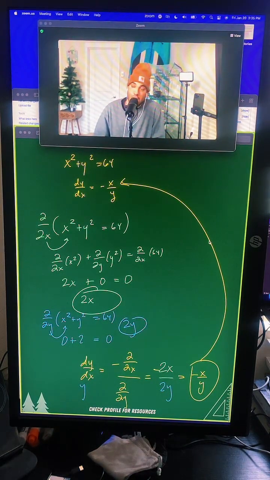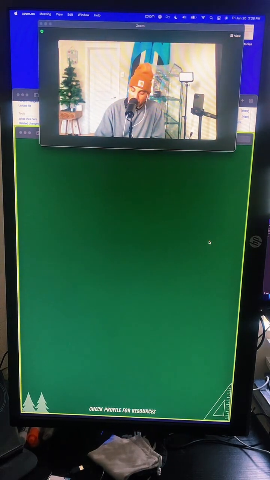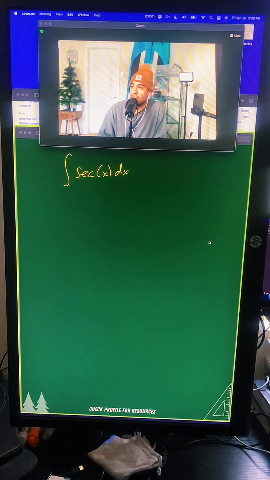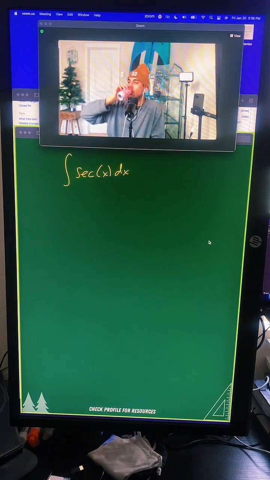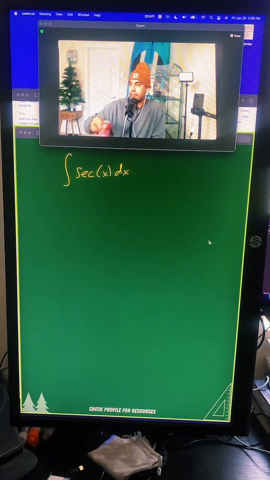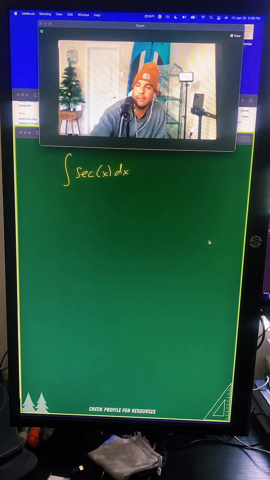It seems I lost so many people in the chat. Please, please, please, let's not do that again. Maybe we should just go back to integrals. I have a really nice one that I think we should do. How about this? The integral of secant x.